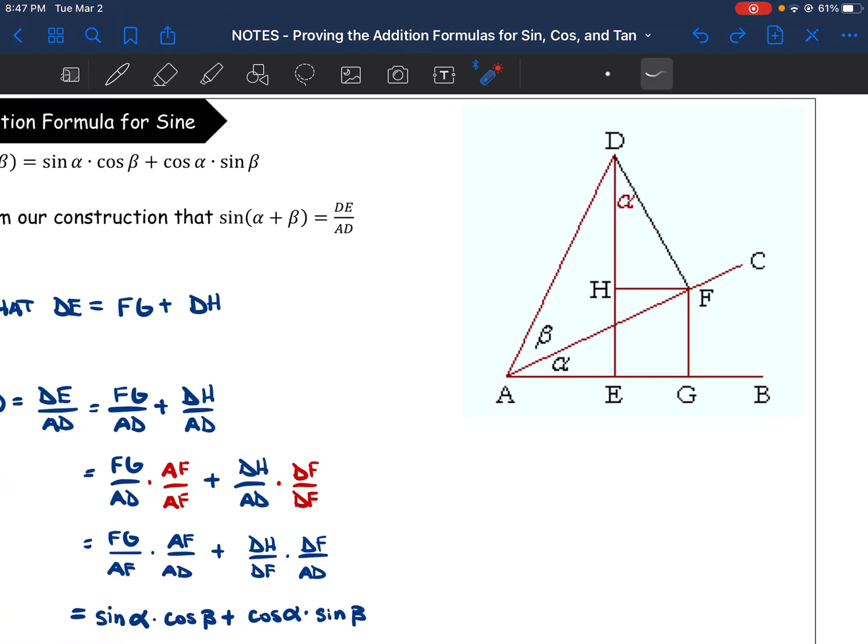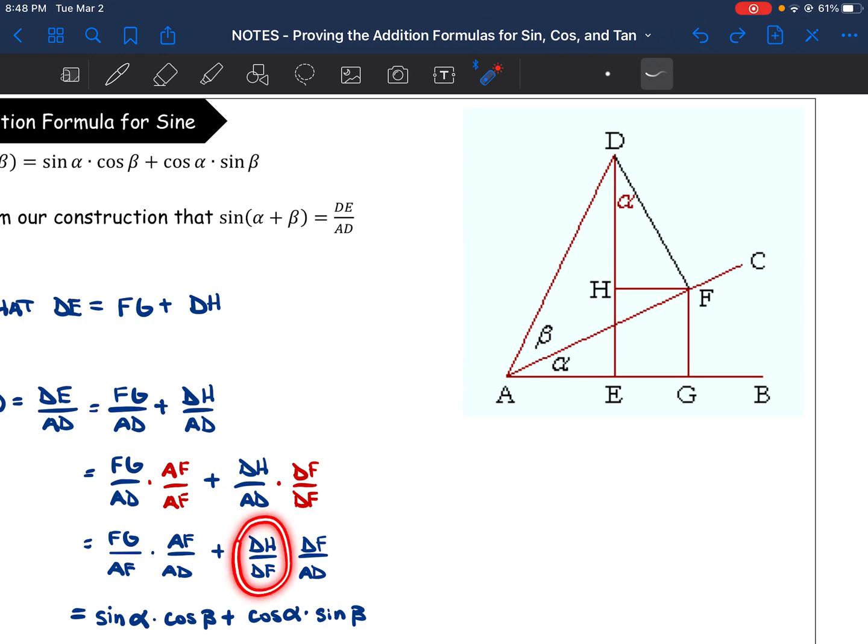FG over AF, well, if we look at this triangle right here, this right triangle, that's just the sine of alpha. Sine is the opposite, FG over the hypotenuse, AF. So FG over AF, that's just the sine of alpha. AF over AD, here's AF, here's AD, so we're looking at this right triangle. Well, AF over AD is the cosine of beta.